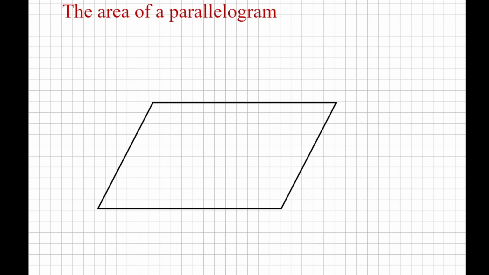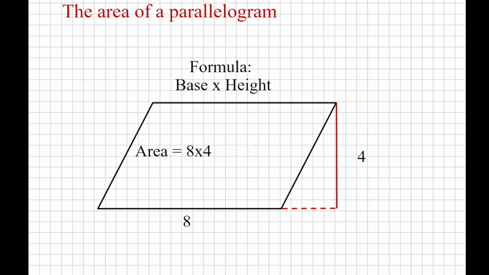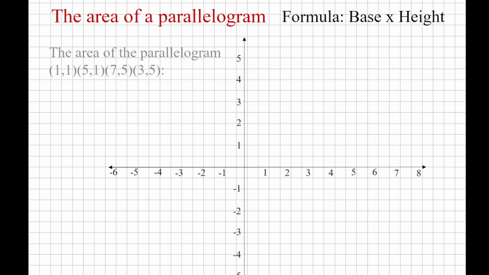The formula for the area of a parallelogram is base times height. The base is the same as in a rectangle, but the height is the distance between the top vertex of the parallelogram and the bottom side. For example, in this parallelogram with a base of 8 and a height of 4, the area is 4 times 8, or 32. Let's see an example.